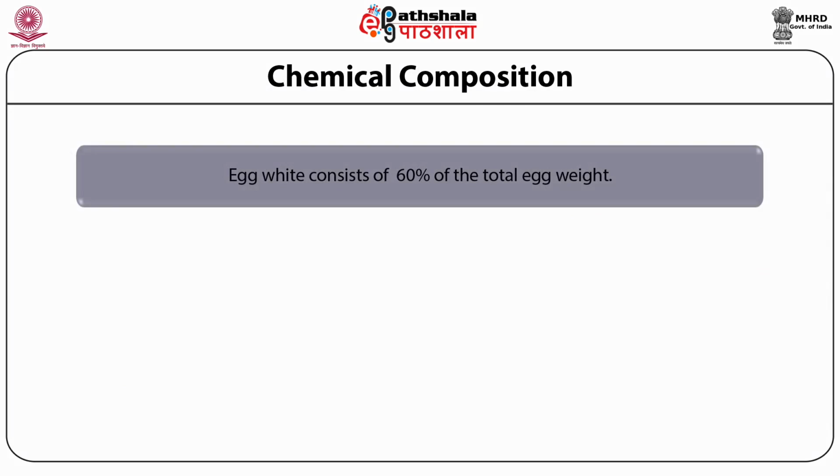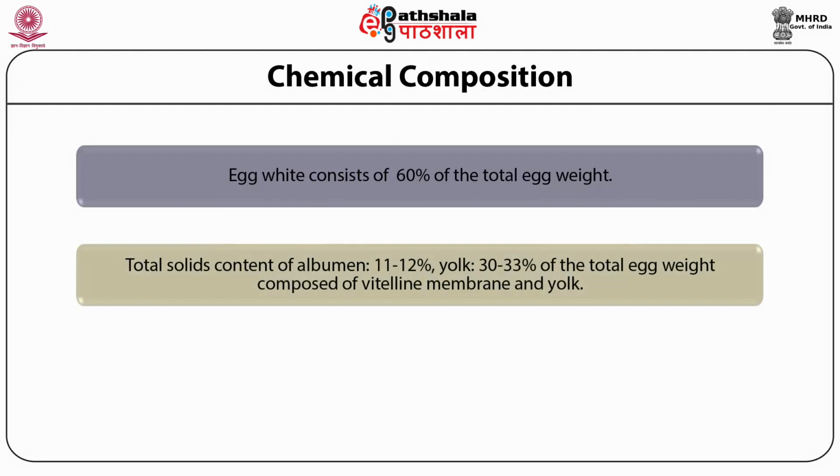Egg white consists of 60% of the total egg weight. It has chalaziferous, inner thin, outer thick and outer thin albumen. Total solid content of albumen is 11 to 12%. Yolk consists of 30 to 33% of the total egg weight, mainly composed of vitelline membrane and yolk. Total solid content of yolk is about 50 to 52%.